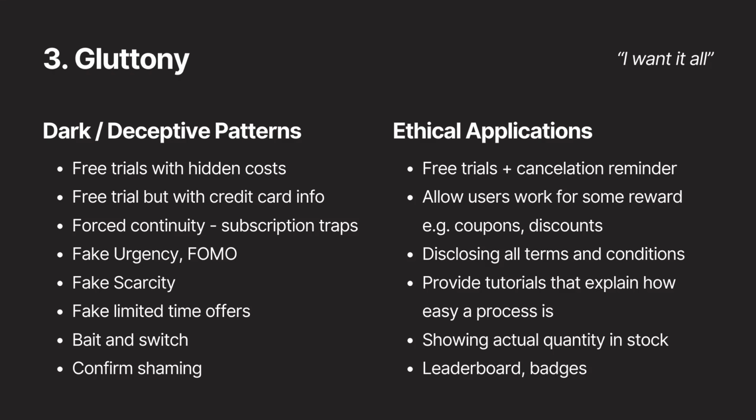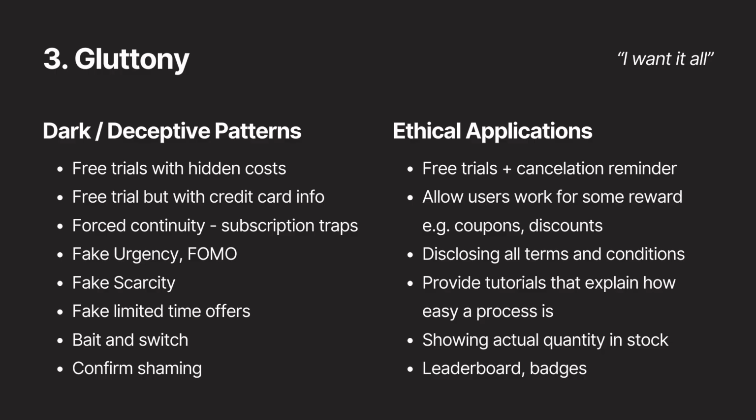Then disclosing all terms and conditions, providing tutorials that explain how things work, how easy a process is. Then showing the actual quantity of products in stock. You're not showing, oh, we have only one item left, when in reality you have hundreds in your stock. But you want people to quickly buy your products, right? So you show them that you have only one item in stock, and that's fake scarcity. So now when you show the actual amount of your products in stock, then it's ethical and people will trust your website more. Leaderboards, badges, gamification and things like that encourage people, they appeal to people's emotion of gluttony.